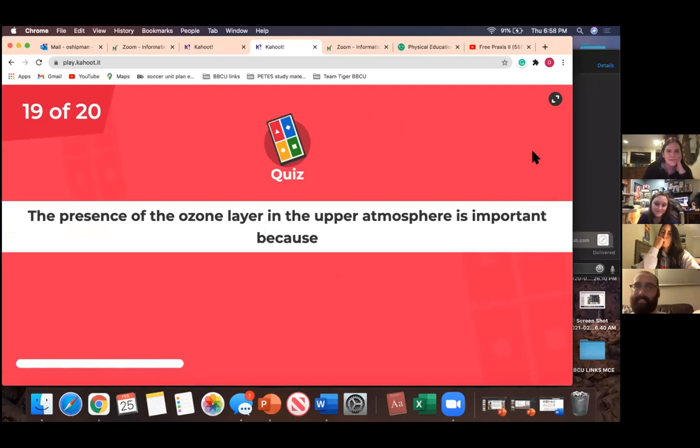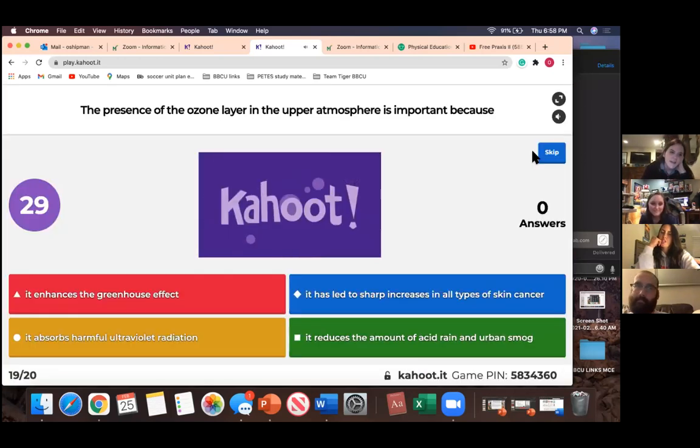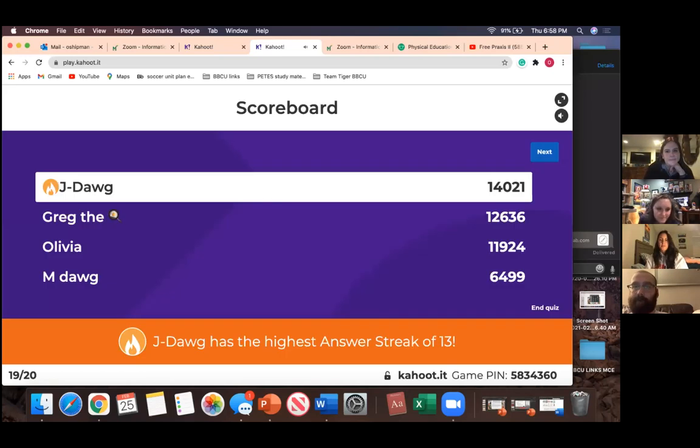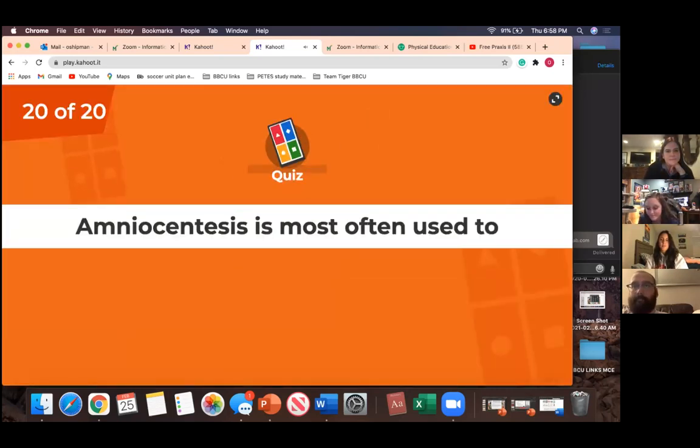The presence of the ozone layer in the upper atmosphere is important because it enhances the greenhouse effect, it absorbs harmful ultraviolet radiation, it reduces the amount of acid rain and urban smog, or it has led to sharp increases in all types of skin cancer. Nice. Last one.